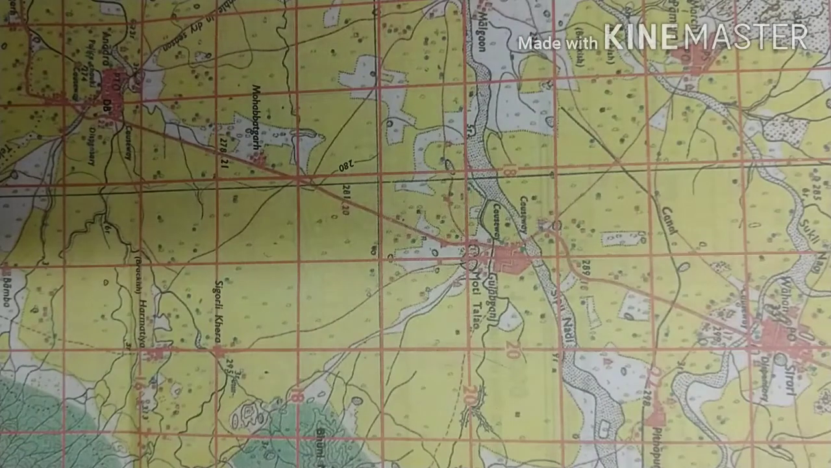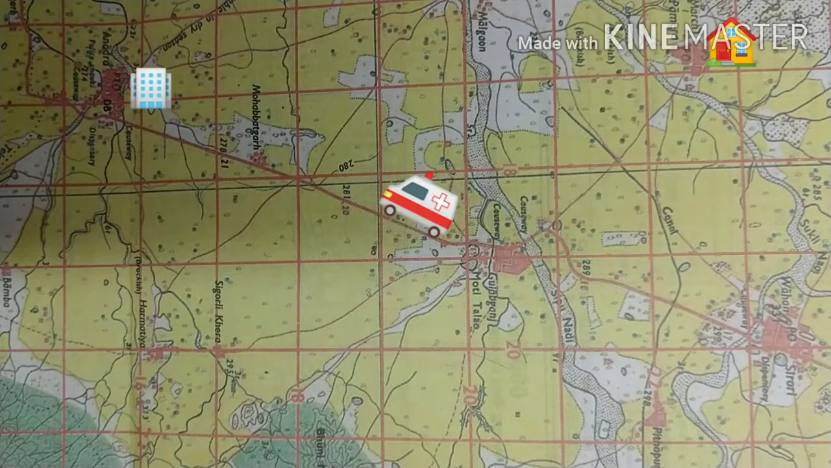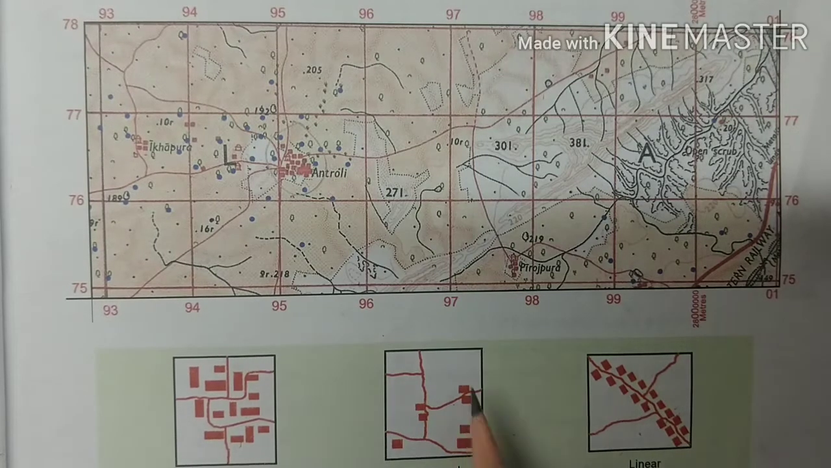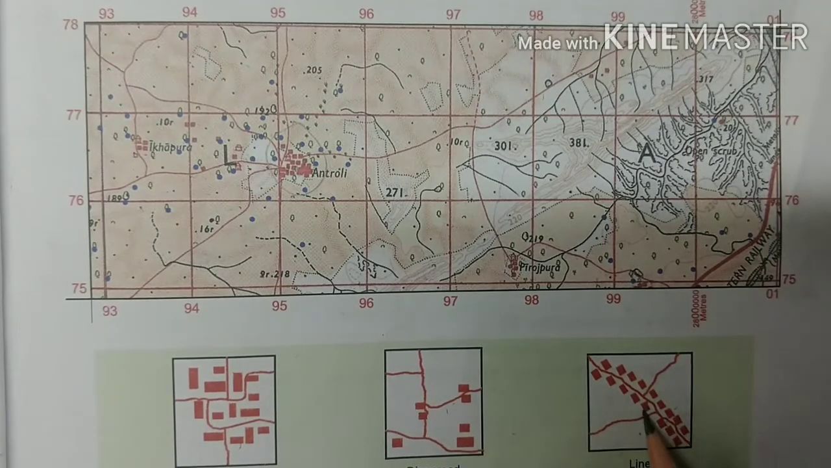Now the red color. You can also see the red color on this topo sheet. This red color shows the buildings, roads and settlements. Basically there are three types of settlement: nucleated settlement, dispersed settlement and linear settlement. This is a nucleated settlement, this is a dispersed settlement and this is a linear settlement.